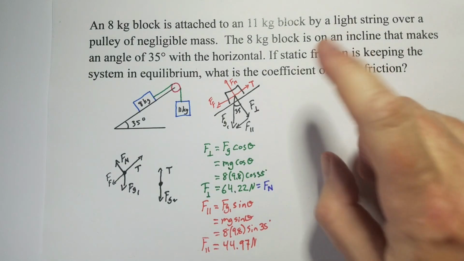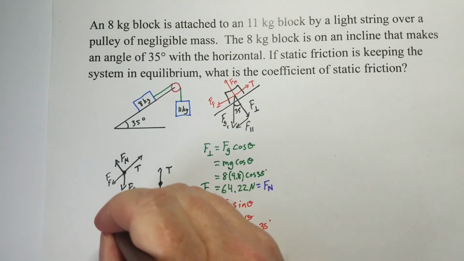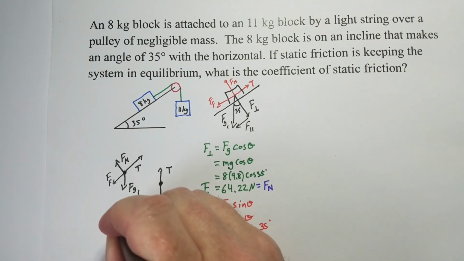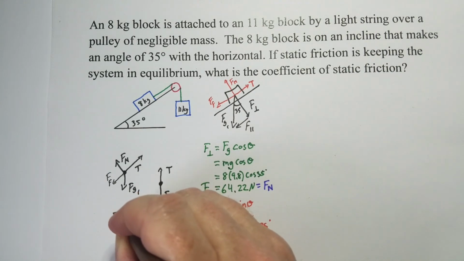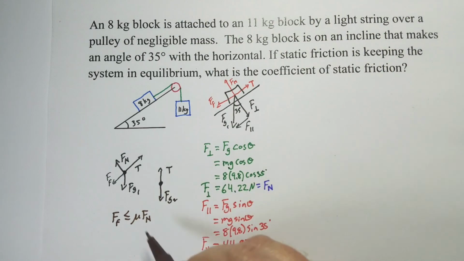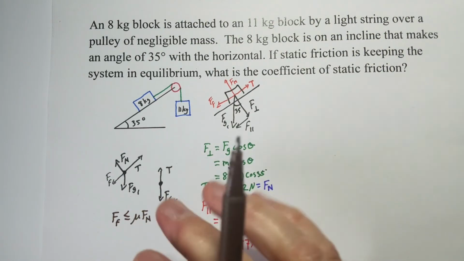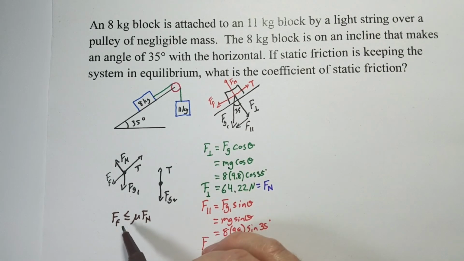And now we got to figure out the coefficient of static friction. All right. So over here to the side, let's list what we can do. We got force of friction is going to be less than or equal to mu times the normal force. Well, in this case, we're going to say it's equal to because it's holding it in place. If it was greater, it'd actually be causing it to move. So we're going to say equal.